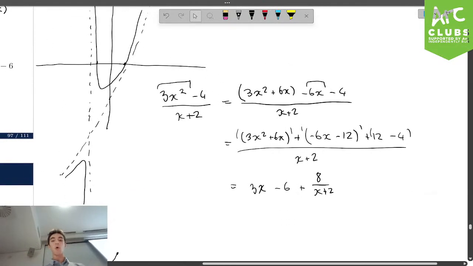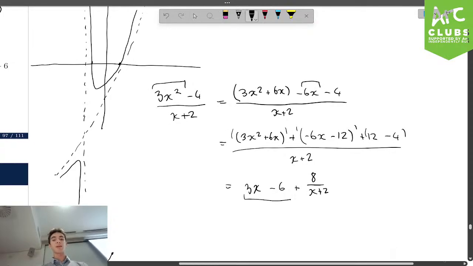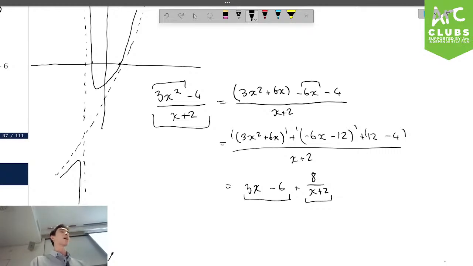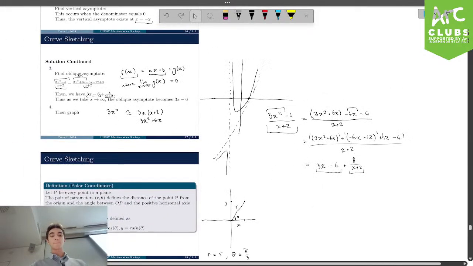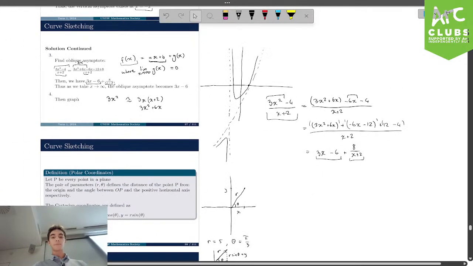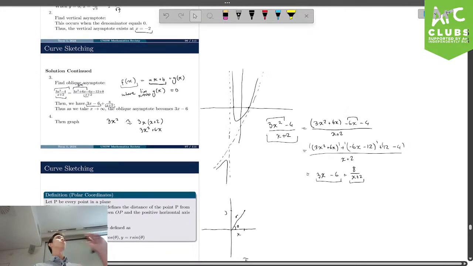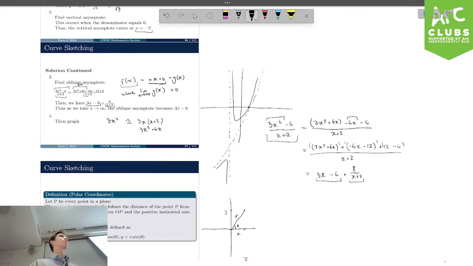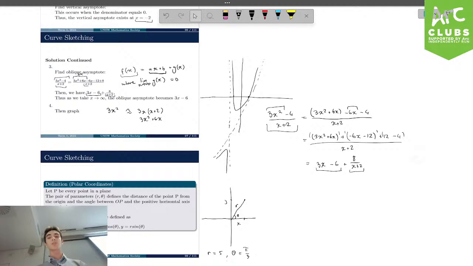So yeah, basically that entire process was just to get this function rewritten as a linear term plus some fraction. Can we just do the first bit with long division? Would that still work? Yeah, long division, right? As long as you have the top rewritten as some multiple of x plus 2 plus some remainder, okay? That's all you're looking for.